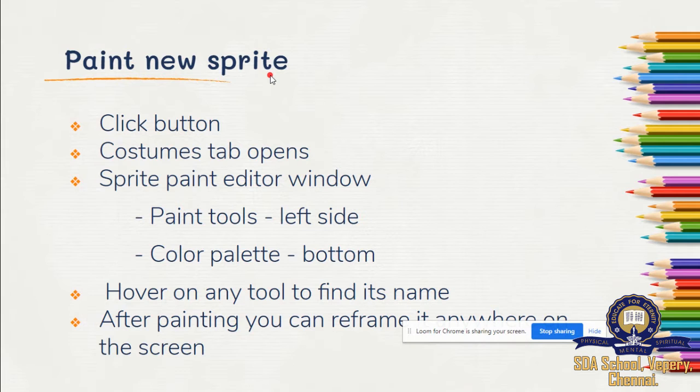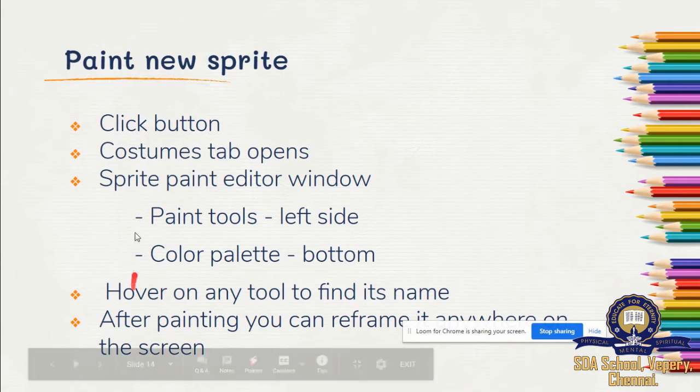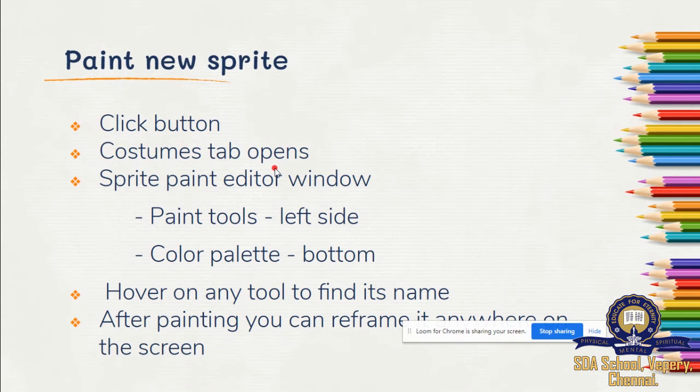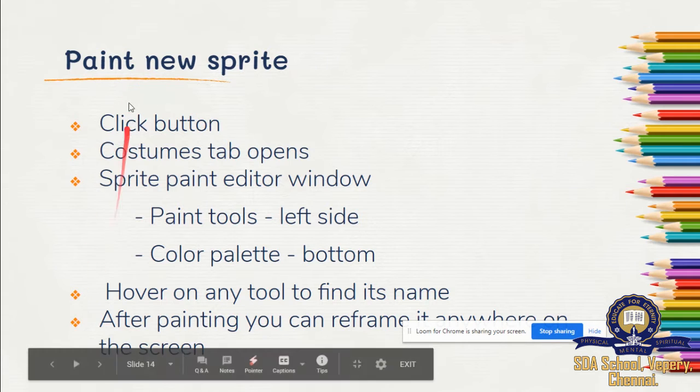Now, paint a new sprite. How to paint a new sprite? Click the paint new sprite button. One tab will open, which is called the costumes tab. Then the paint editor window will open. From there, there are lots of tools on the left side. You can use any tool.